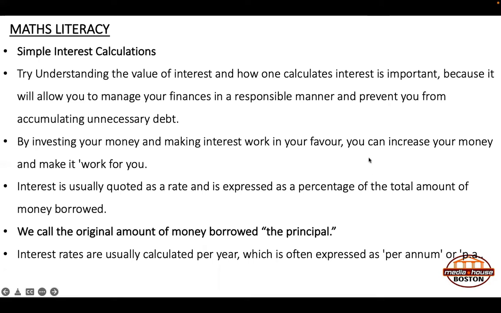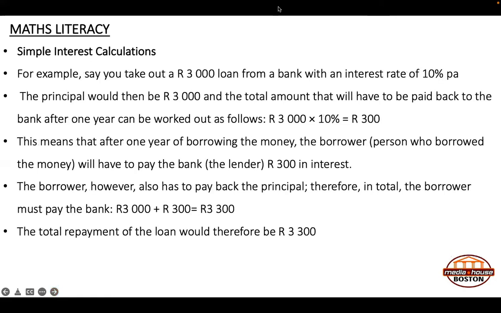So let's go back to this calculation of simple interest. We said the original amount is called the principal, right? Now we're going to look at the difference between simple interest and compound interest. For example, let's say you take out a 3,000 Rand loan from the bank with an interest rate of 10% per annum. Here we can see the interest rate is fixed.